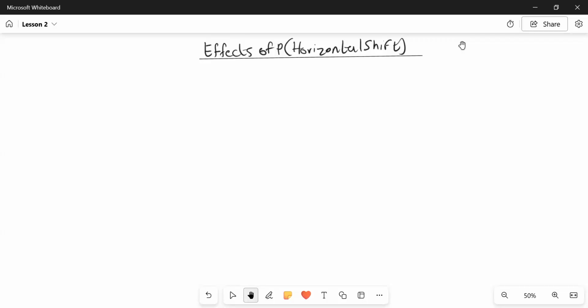Today we're focusing on lesson number 2, grade 11, trigonometric functions. So obviously now, we are basically trying to understand the effects of P, the horizontal shift. What happens if the graph is being shifted left or right?